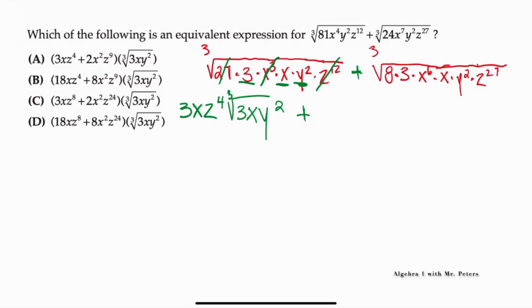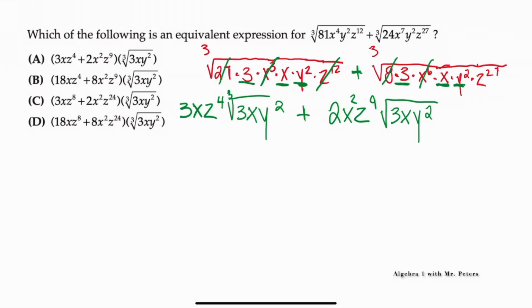So now we simplify. Cube root of 8 comes out, which is 2. 3 stays under. x to the 6th turns into x squared. Just divide your exponents. x to the first power stays under the radical. y to the second power stays under the radical. And then z to the 27. Once we divide that by 3, we're going to get z to the 9th power. And then under the radical, we have 3x y to the second power.